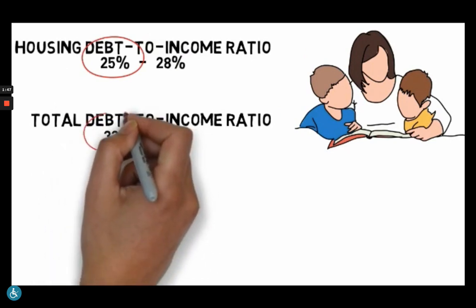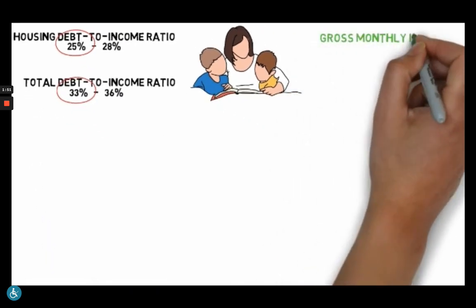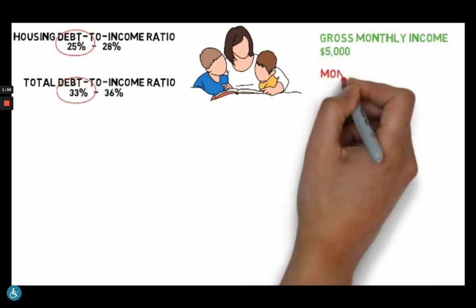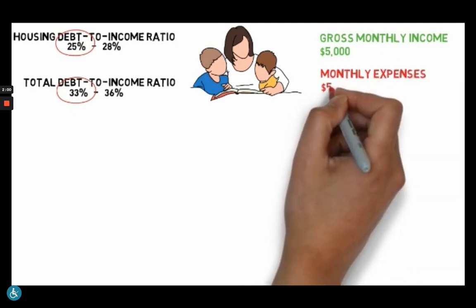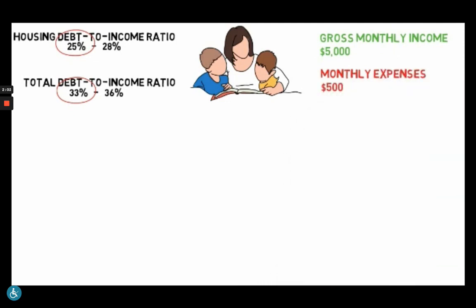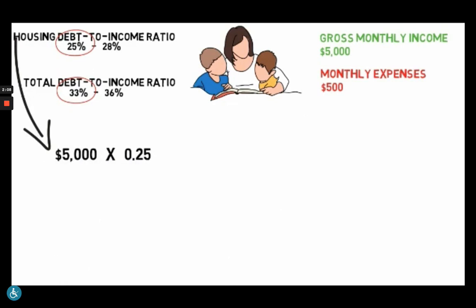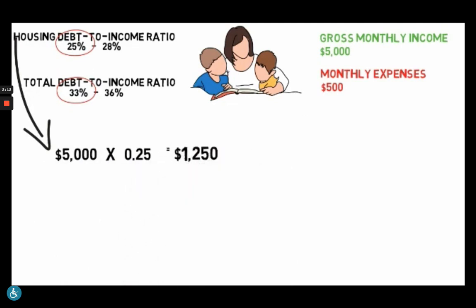Let's say you're working with a family whose lending institution uses a housing debt-to-income ratio of 25% and 33% for total debt-to-income. This family has a monthly gross income of $5,000 and expenses of $500. To find the maximum house payment they'd qualify for, multiply their gross income of $5,000 by the 25% housing debt-to-income ratio, and you get $1,250.